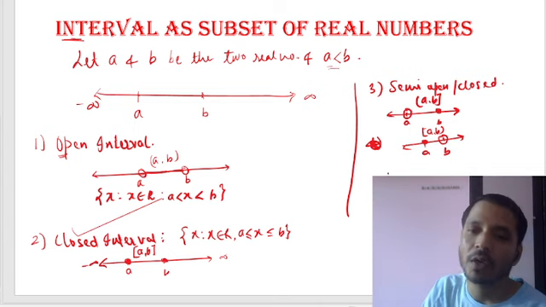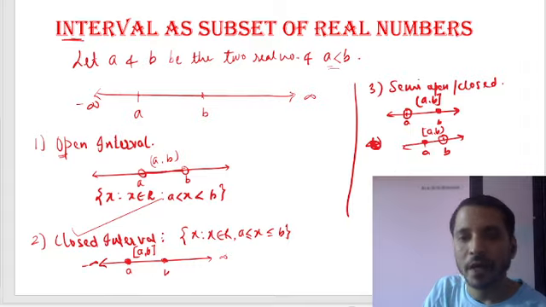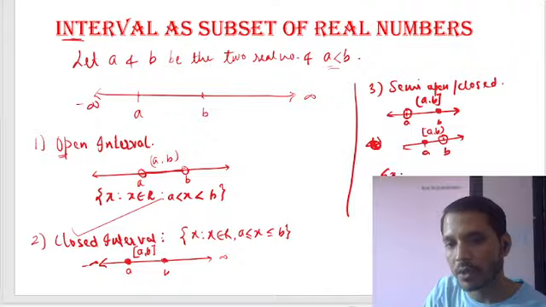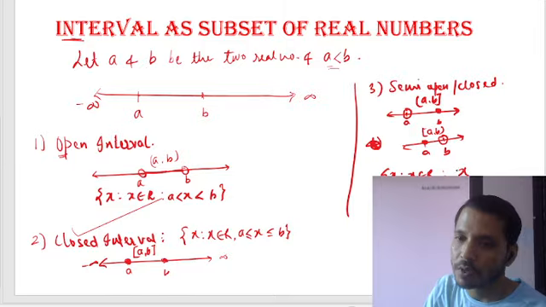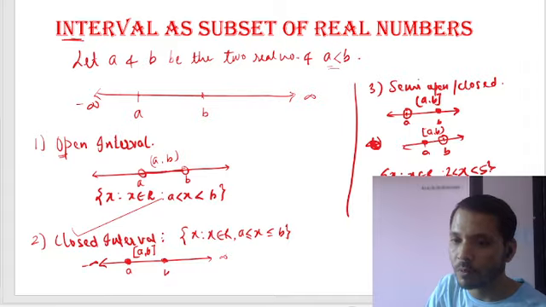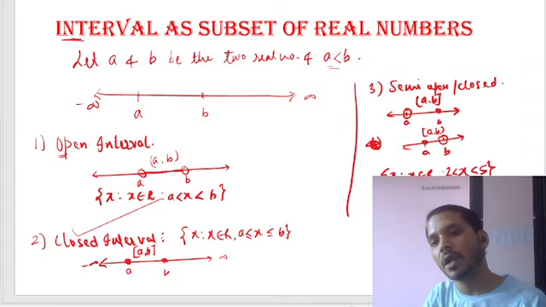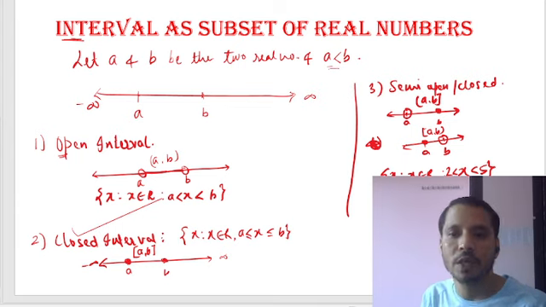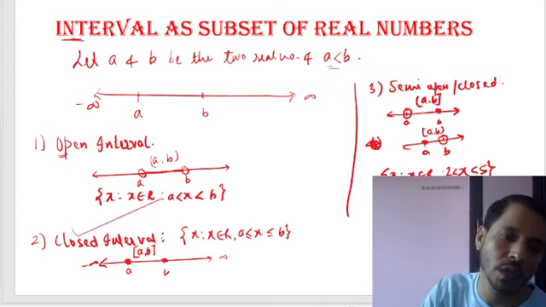One example: let us suppose we have to write the real numbers from 2 to 5. How will we write it? We say set of all x such that x belongs to real numbers and x is between 2 and 5. In set-builder form we write it like this, and in interval form we write it with an open bracket 2 to 5, right? So this is a semi-open or semi-closed interval.